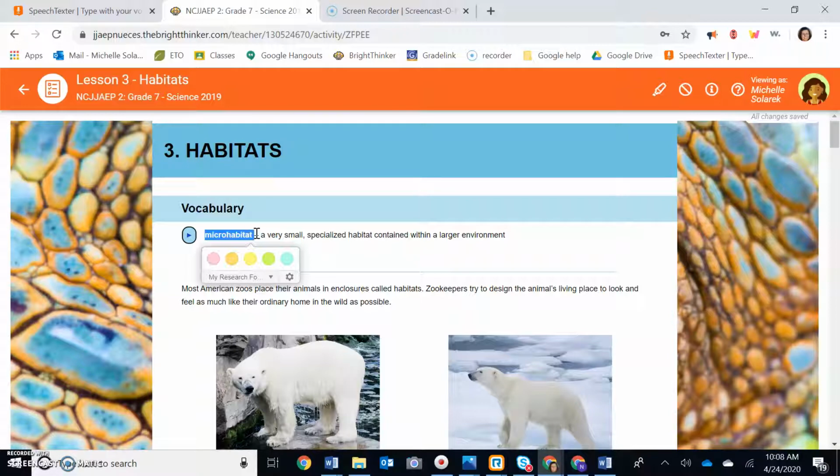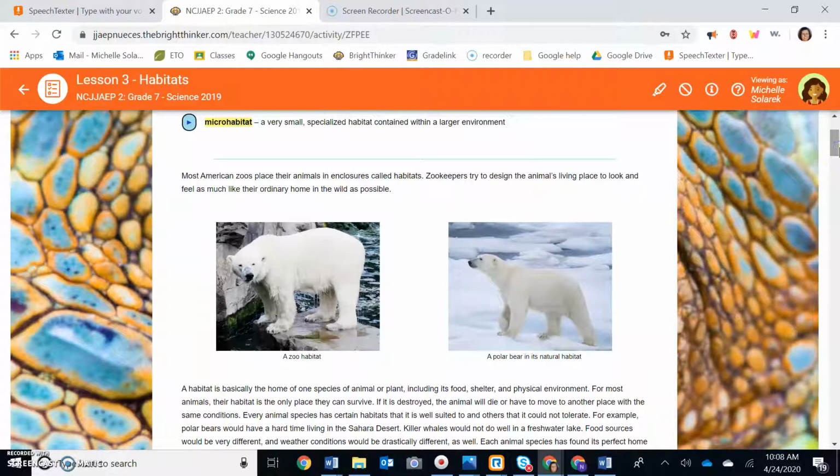Okay, now write this down on the next line. Number 1, microhabitat. Okay, now you're telling me microhabitat, that's your answer. And what was the question? The question was, what is a very small specialized habitat contained within a larger environment? And you just put down number 1, microhabitat. So you got that right. Great. Okay. Now let's go to this.